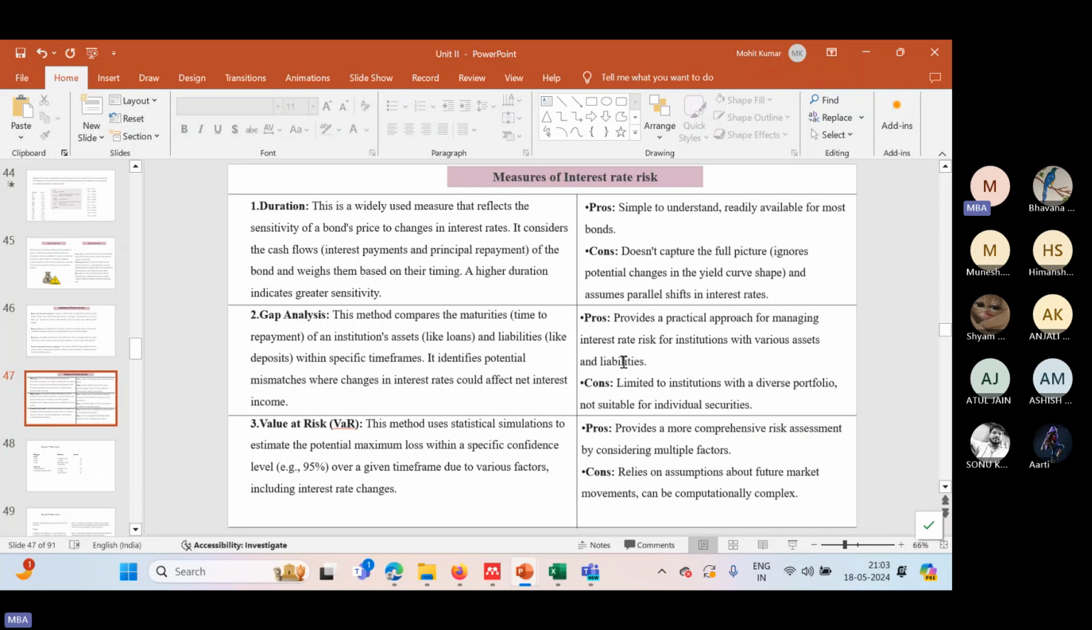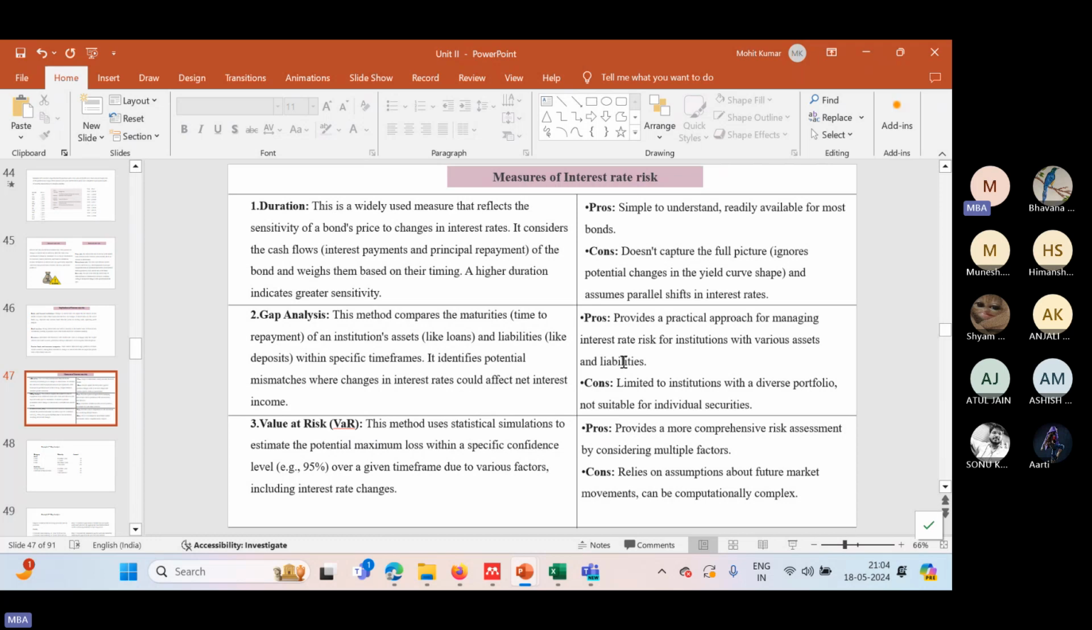And if they have higher assets, it would be beneficial for them, because their income would be higher than their obligations. So definitely it is a double-edged sword for them also. So they try to understand this gap analysis, and we try to understand how much they are about to pay, or how much they are about to receive.